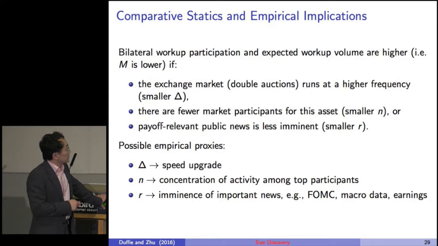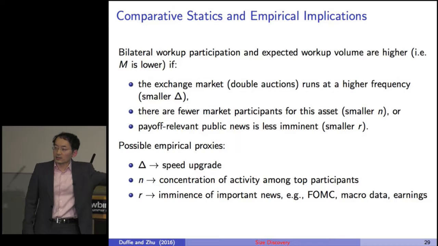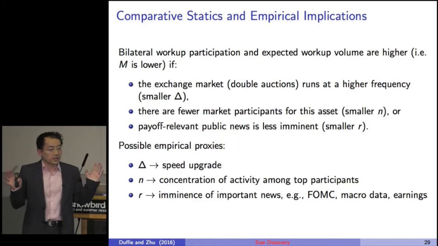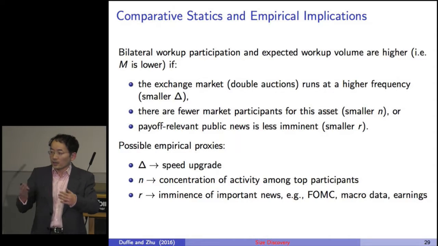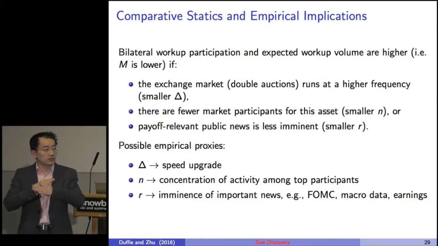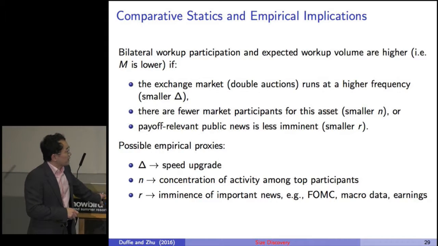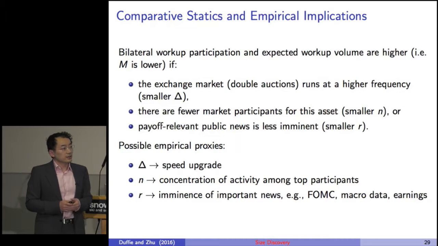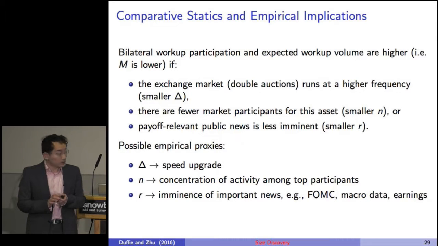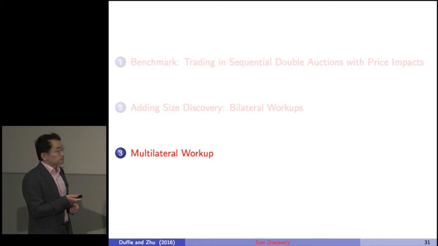And finally, if the public news that shocks everybody's value arrives really far into the future, then we become really patient, right? That is when adding the size discovery is most useful, because if we are patient, we are going to split the order into many smaller pieces. And that could potentially be tested by looking at how far we are from scheduled information releases such as FOMC, earnings announcements, and macroeconomic data releases. Okay, I'm going to skip the discussion of Fleming and Nguyen.